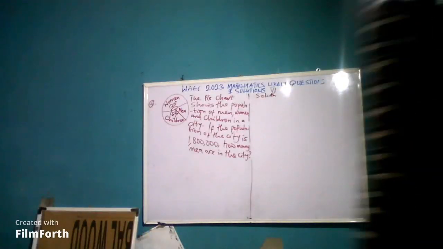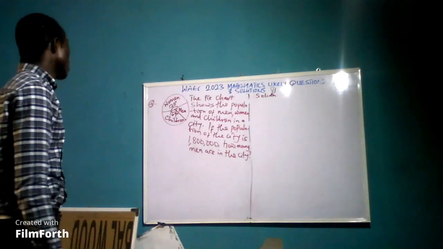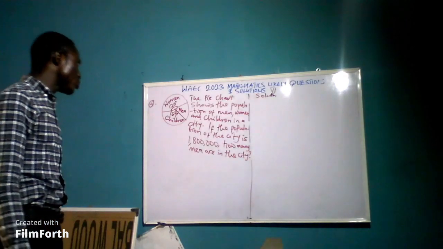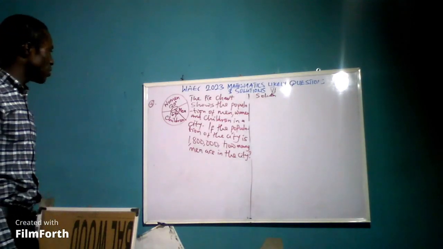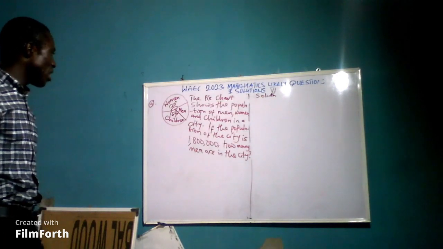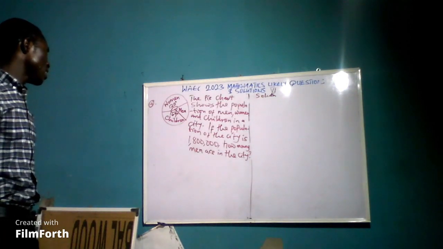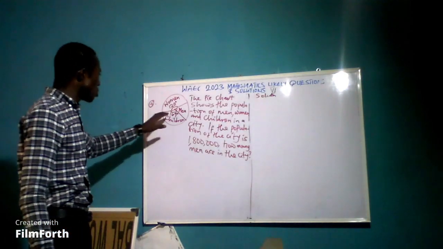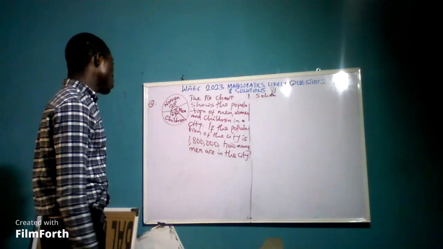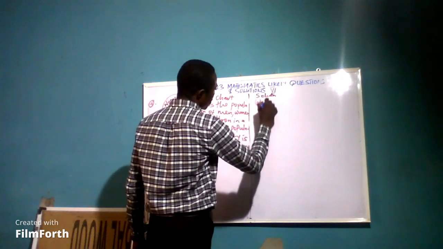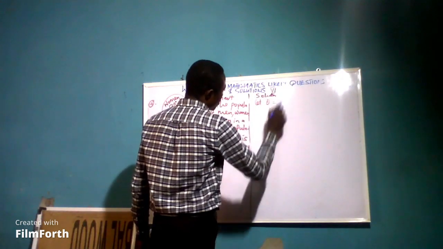Yeah, let's gladly take question number 4. Question number 4 says that this pie chart shows the populations of the men, women, and children in a city. If the population of the city is 1,800,000, how many men are in the city? Looking at the pie chart as it is drawn on the board, we are not given the angle of men. And to get the angle of men, let theta denote the angle of men.